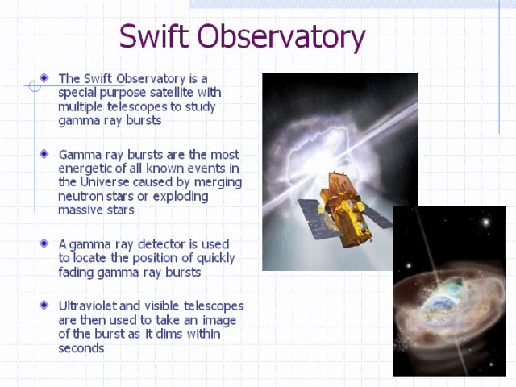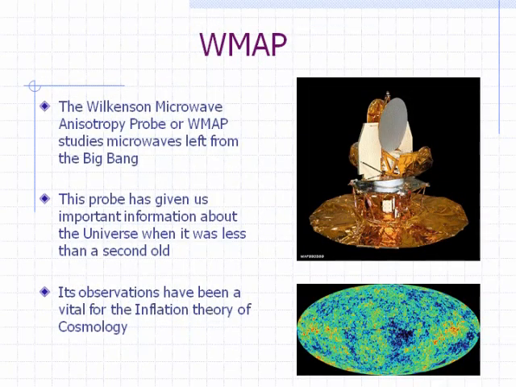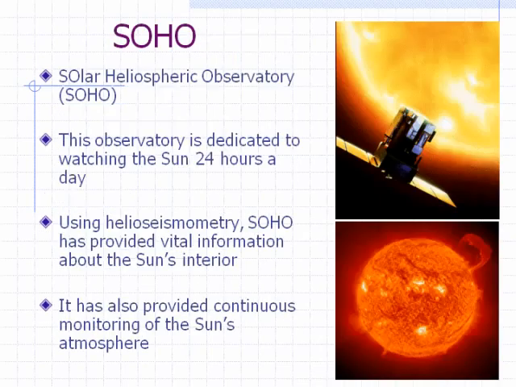SWIFT has actually been replaced by Fermi, and Fermi is a much more sophisticated gamma ray telescope that allows us to actually get pretty good resolution of distant gamma ray sources. The Wilkinson Microwave Anisotropy Probe, also known as WMAP, studies primarily microwaves, and it's allowed us to observe microwave radiation from the Big Bang. We know it as the cosmic background radiation, in very good resolution and detail.